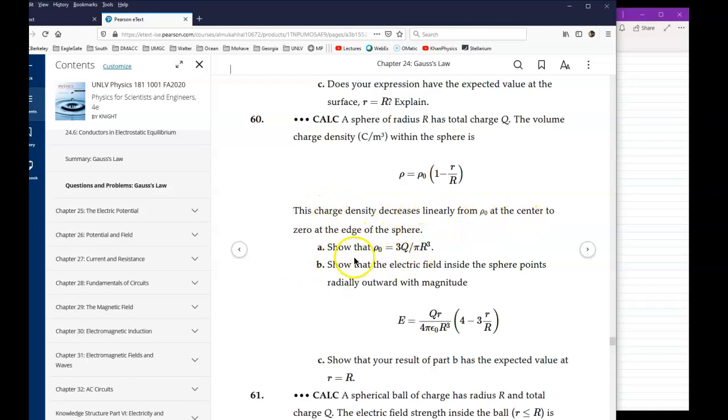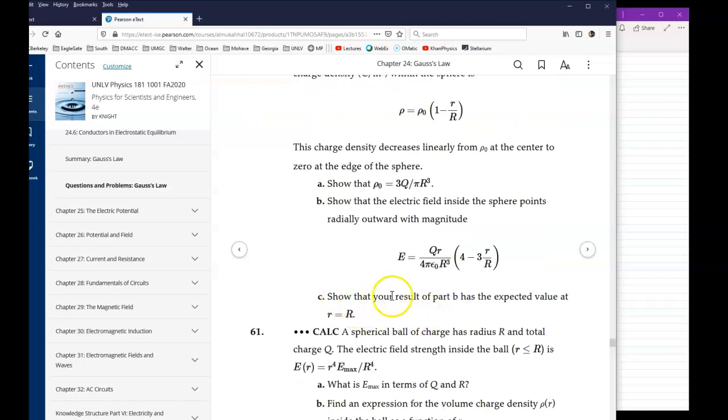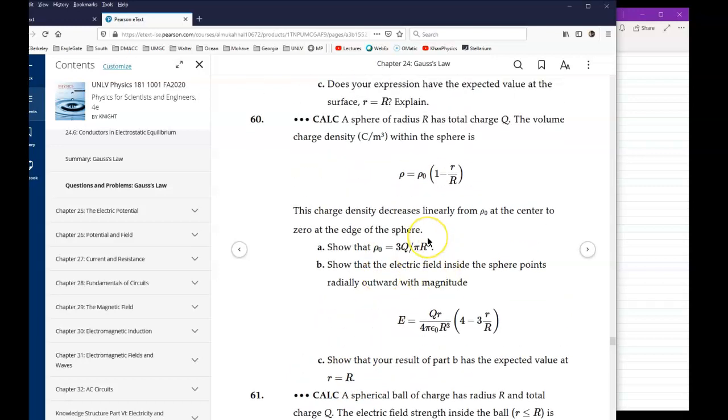Part A: show that rho naught is equal to 3Q over pi R cubed. Part B: show that the electric field inside the sphere points radially outward, and find the electric field associated with it. And then show that your result of part B has the expected value at the surface. Okay, so let's solve this problem. How do we do it?